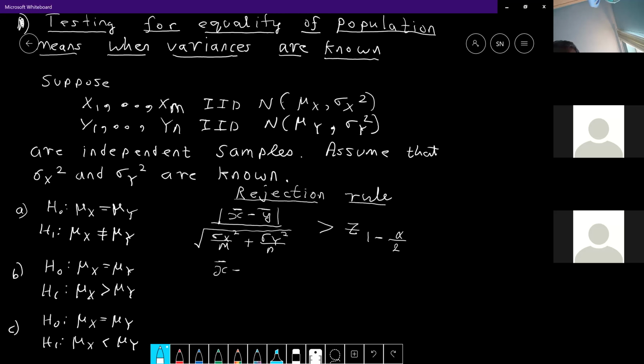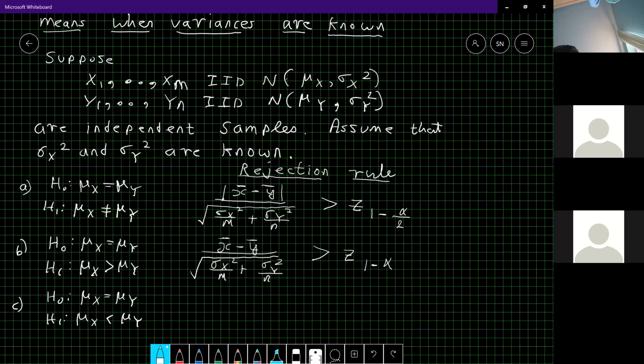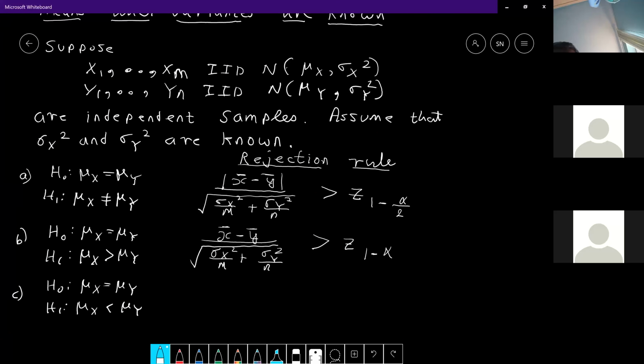And the rejection rule for the second set of hypotheses is this, and then the rejection rule for the third set of hypotheses.